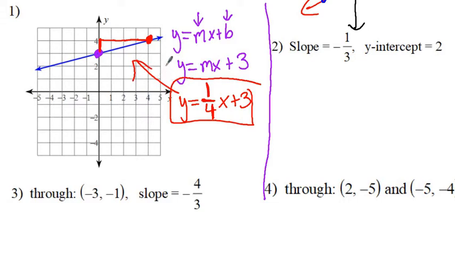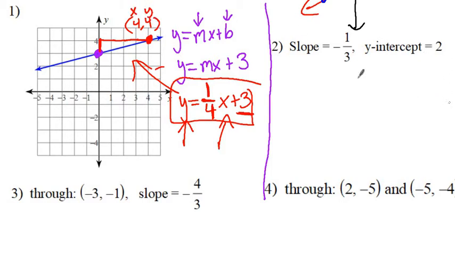And if you want to test it, you can plug any point on that line into that equation and see if it works. So here's the point right here, 4 comma 4. So plug in 4 for x right there. 1/4 of 4 is 1, and 1 plus the 3 would indeed equal 4 for y. So that's a good way to check it.